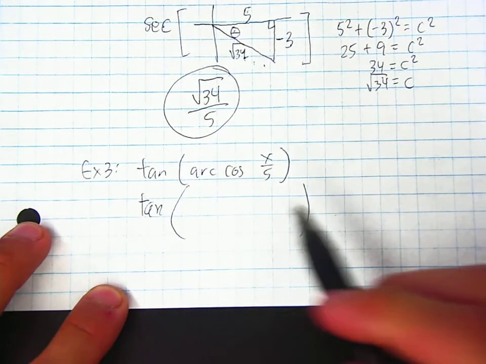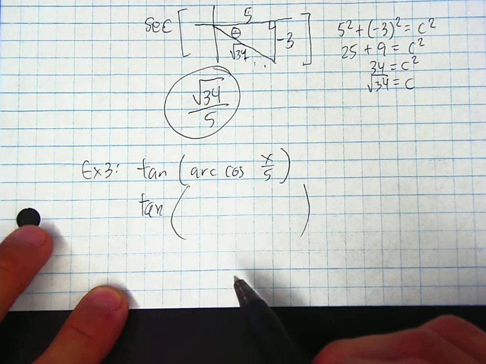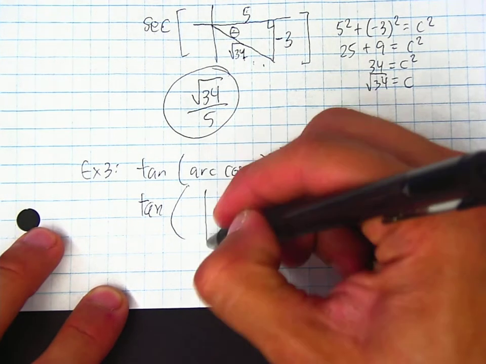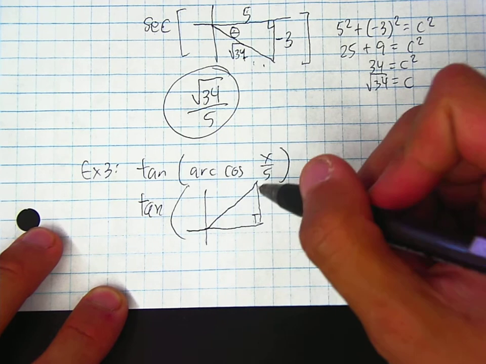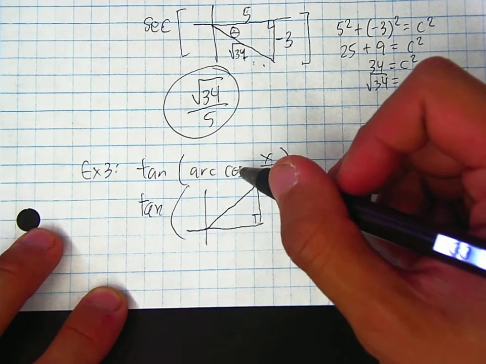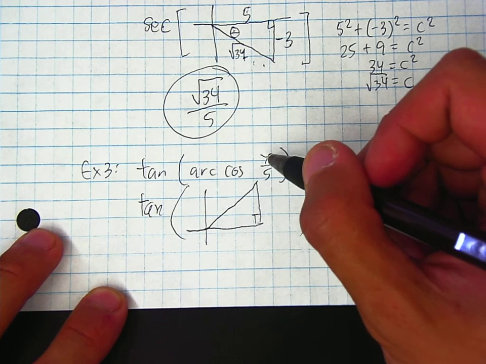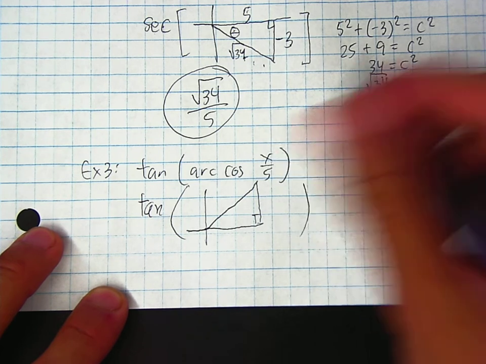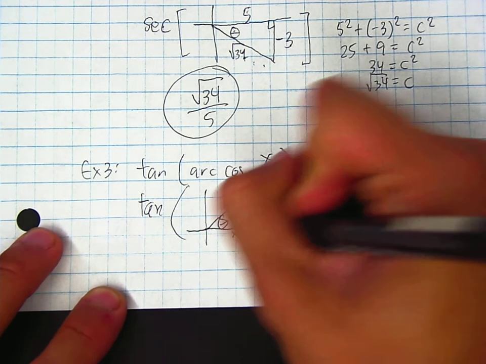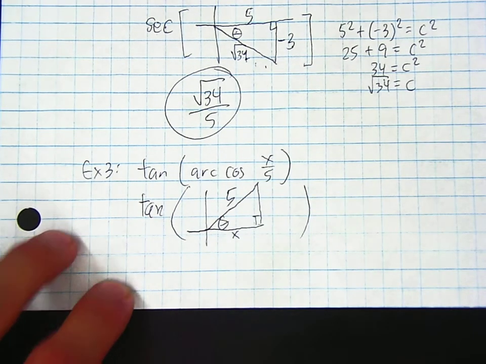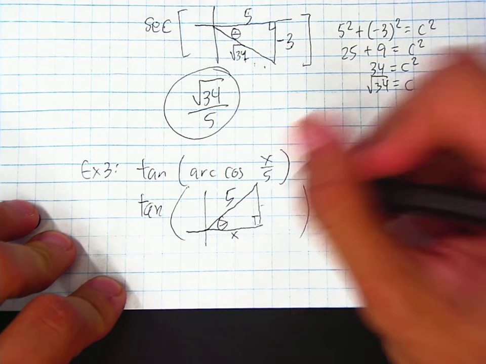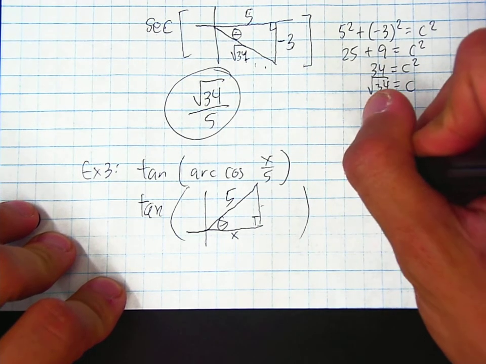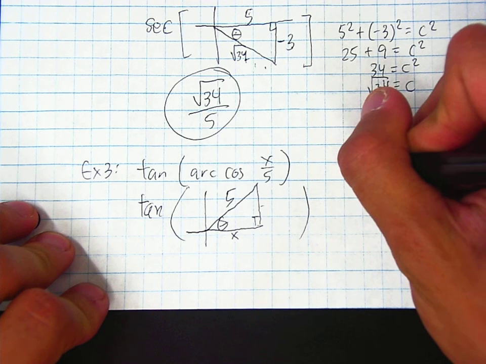So cosine is in quadrant 1 and 2. And cosine is positive in quadrant 1, so I'm going to draw in quadrant 1. Arc cosine is adjacent over hypotenuse, so my adjacent to theta is x. My hypotenuse is 5. Again, I'm going to use Pythagorean's theorem, so I'm going to call this one just some arbitrary number. So we'll call that b.